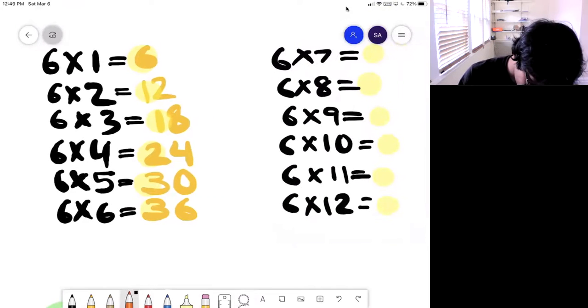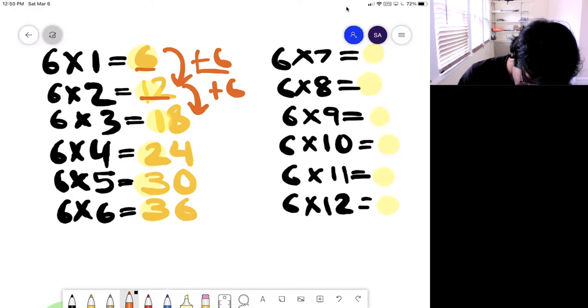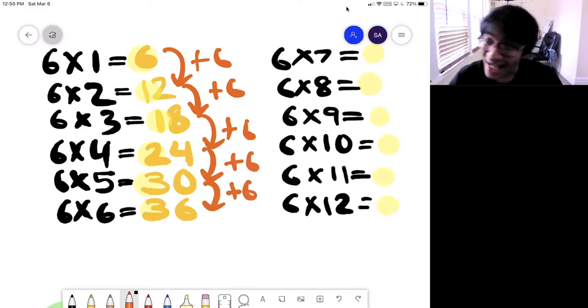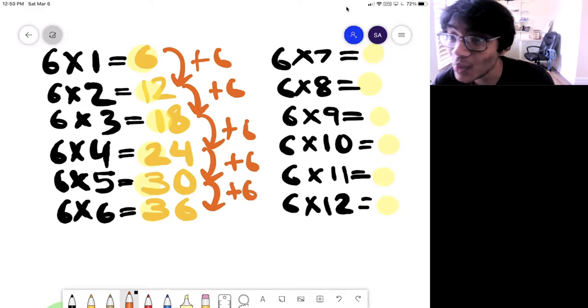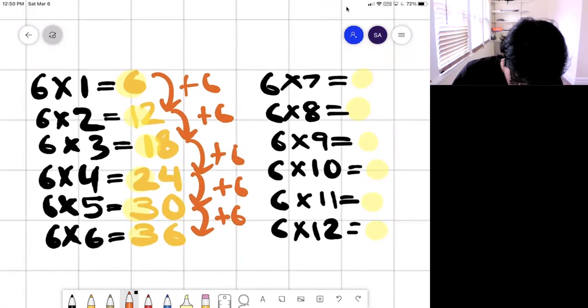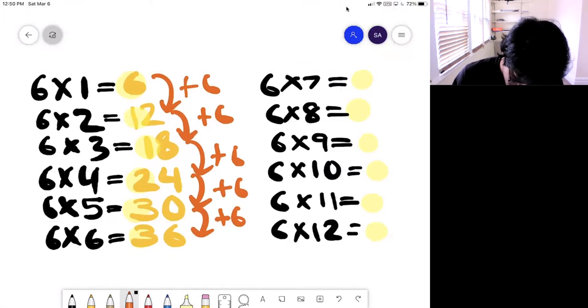So to go from 6 to 12, I add 6. From 12 to 18, add 6, right? Because 6 plus 6 is 12. 12 plus 6 is 18, right? Do you see the pattern? So 18 plus 6 is 24. 24 plus 6 is 30. 30 plus 6 is 36. Add 6 to 36, we're going to get the next one. So what's 36 plus 6? Well, that's just 42, right?